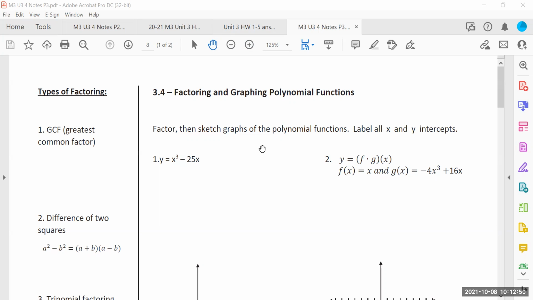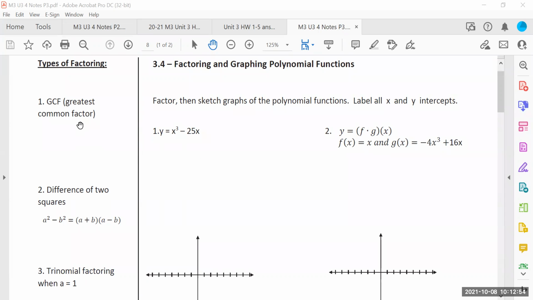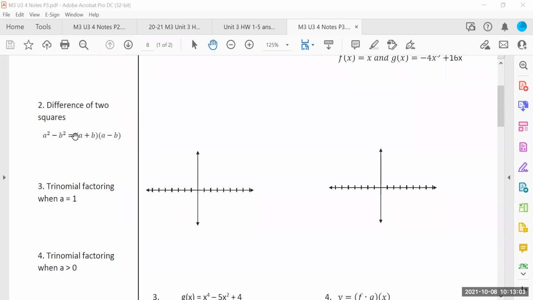So let's try it. Off on the side, types of factoring. GCF. This is in the order you should try them. Start with GCF first. Does that make sense to everybody? Once you've done that, then check for difference of squares. There's going to be a ton. Almost every problem has a difference of squares in it.